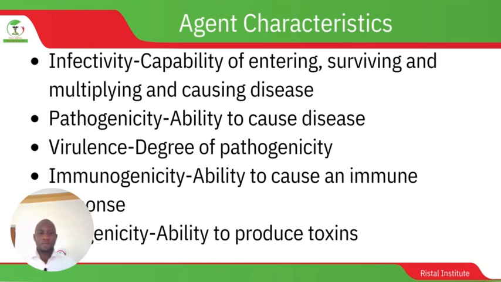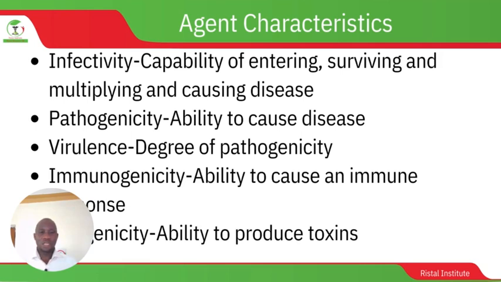So how fast a given microbial agent can cause a disease or cause damage to a host or to the organs of the host is related to what we call virulence. So organisms which multiply very fast and cause faster damage to the host organs, we say that these organisms are actually very virulent. So they cause injury and death very fast.